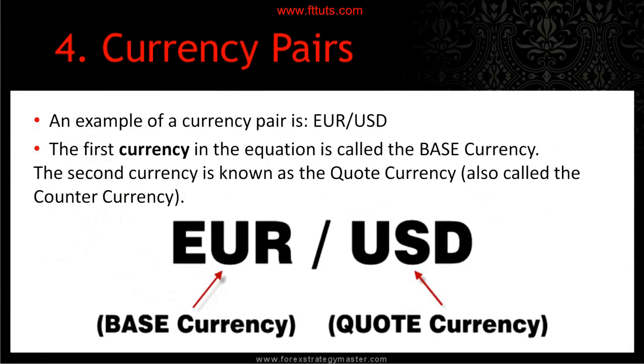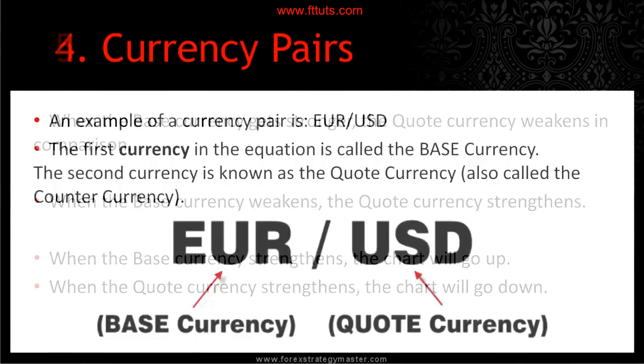Now, an example of a currency pair is the Euro USD. The first currency in the equation is called the base currency. Now, the second currency is known as the quote currency. Now, this has also been dubbed the counter currency. So in the pair, the Euro USD, the way it's combined, the Euro is first, the USD is second. The base currency in this case is the Euro, and the quote currency in this case is the US dollar.